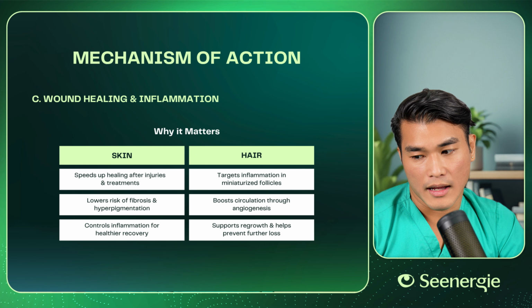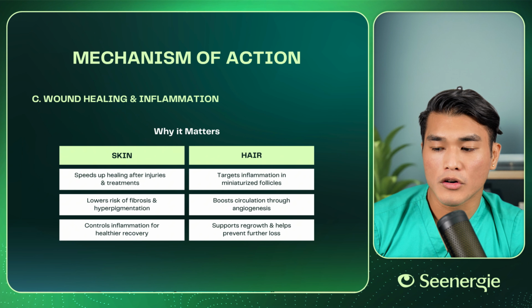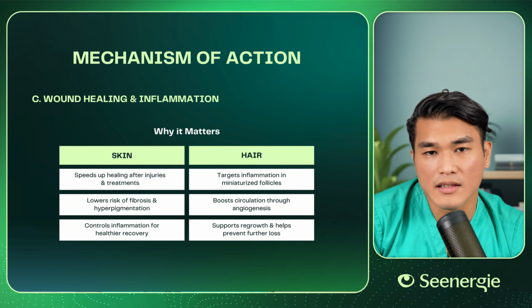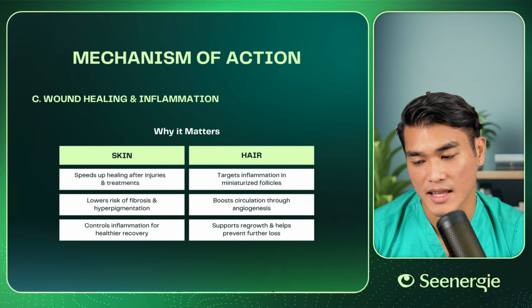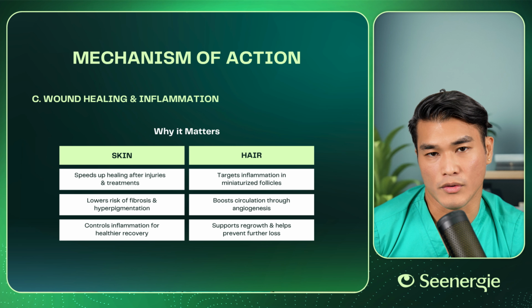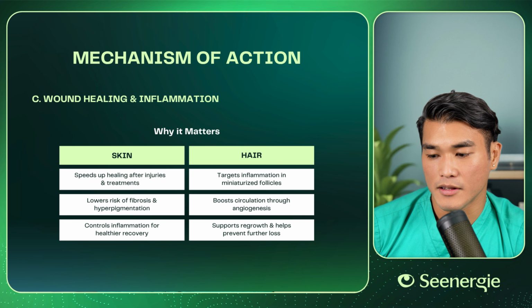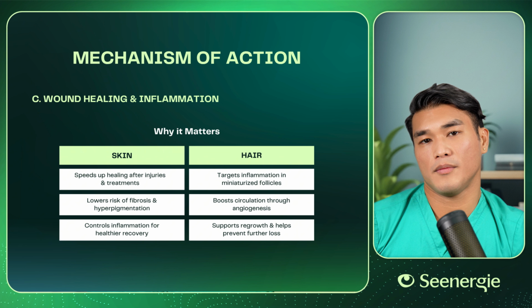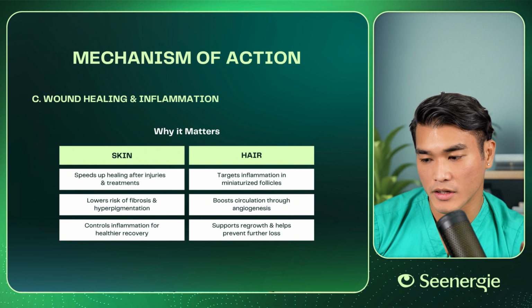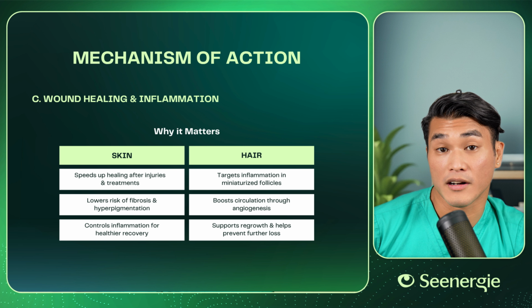For your hair, miniaturized or shrunken hair follicles are often in a low grade inflammatory state, meaning they're constantly in an inflamed state. GHK-Cu will be able to improve the local circulation because of angiogenesis, or more blood vessels in that area, and it also reduces the perifollicular inflammation. That's the inflammation around your follicles, and it will support the regrowth and also prevent further hair loss. So those are pretty simple ways to explain why GHK-Cu is so important.